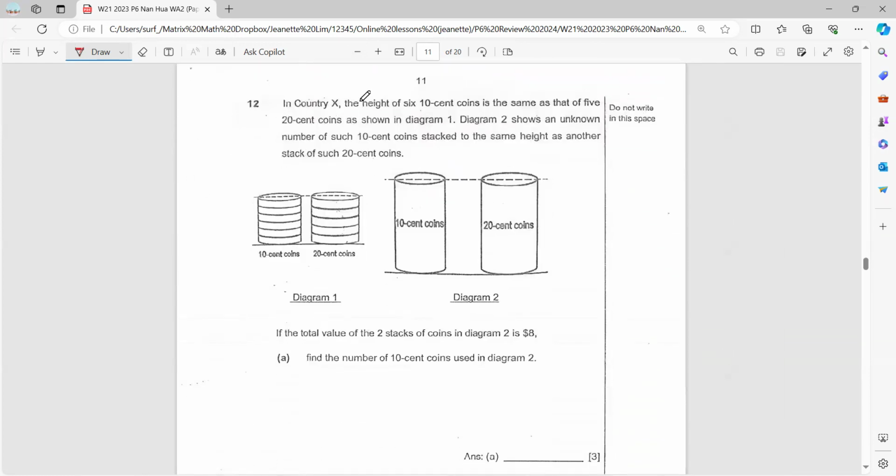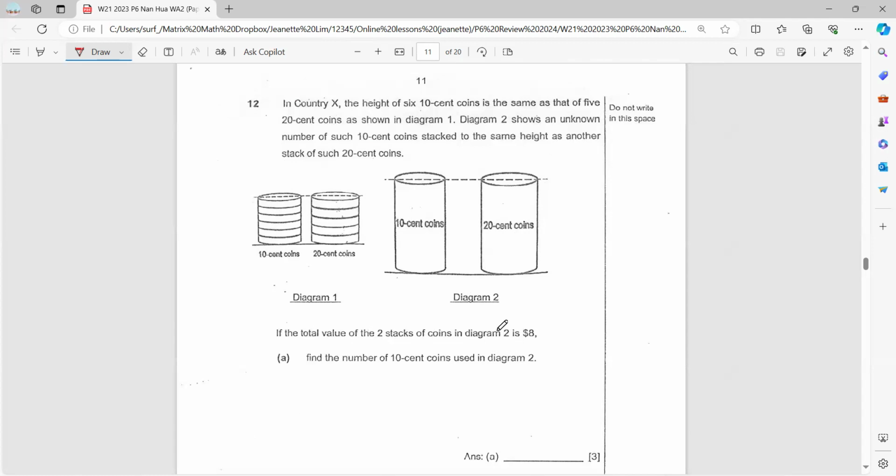Question 12. In country X, the height of 6 10-cent coins is the same as that of 5 20-cent coins, as shown here. Diagram 2 shows an unknown number of such 10-cent coins stacked to the same height as another stack of 20-cent coins. So if the value of the two stacks of coins is $8, find the number of 10-cent coins used in diagram 2. Now, first, do not take $8 divided by 2. Because although there are two stacks, they have different values. Okay, do not do that.